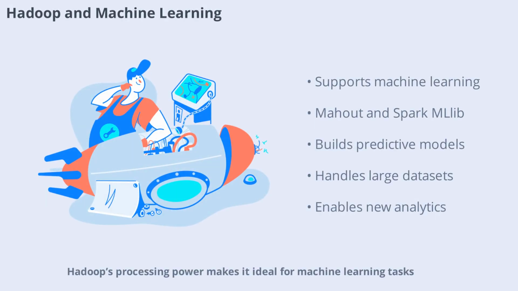Hadoop's processing power makes it ideal for machine learning tasks. Libraries like Mahout and Spark MLlib allow data scientists to build and train models on large datasets. This capability opens up new possibilities for predictive analytics, recommendation systems, and more.